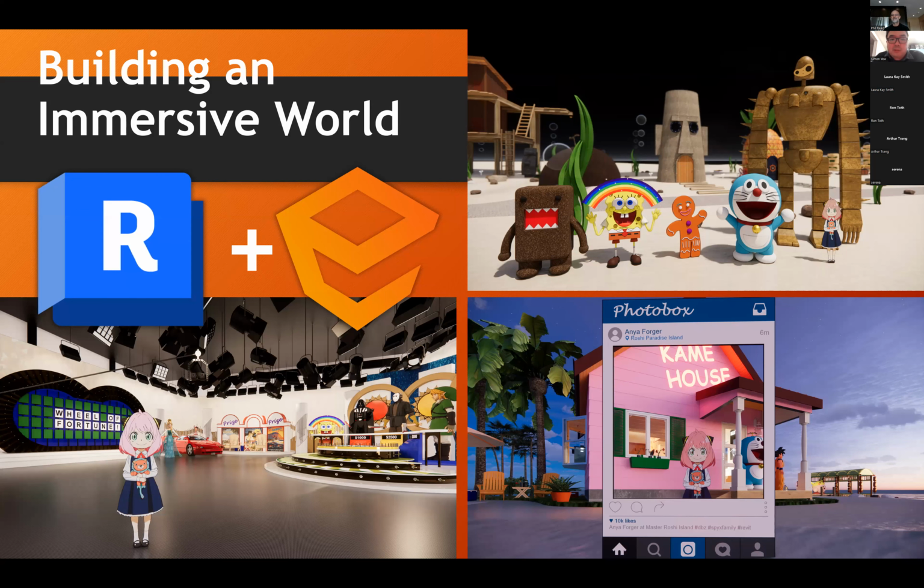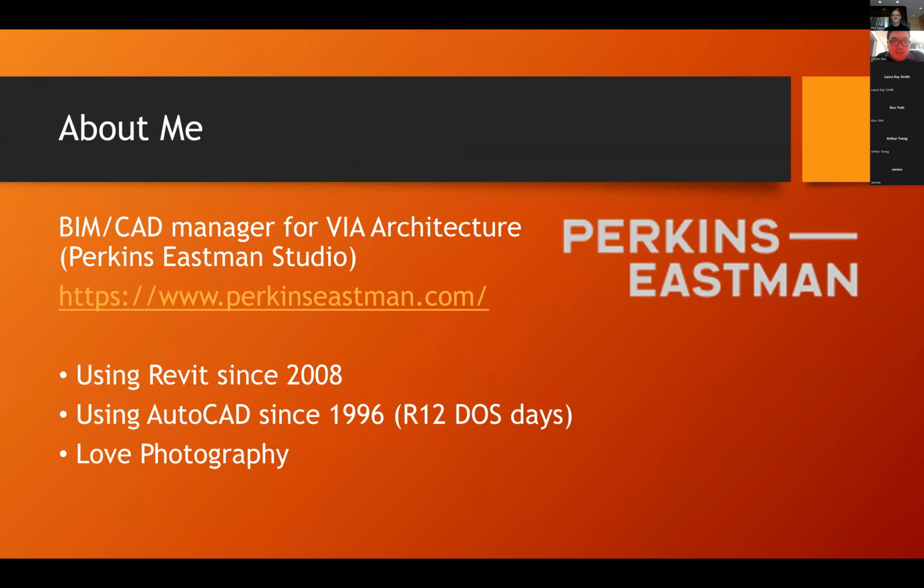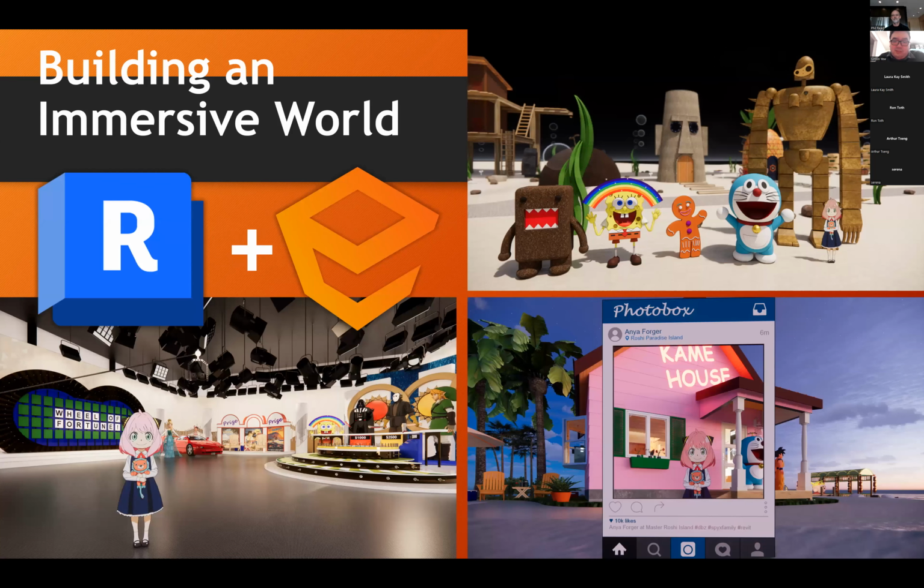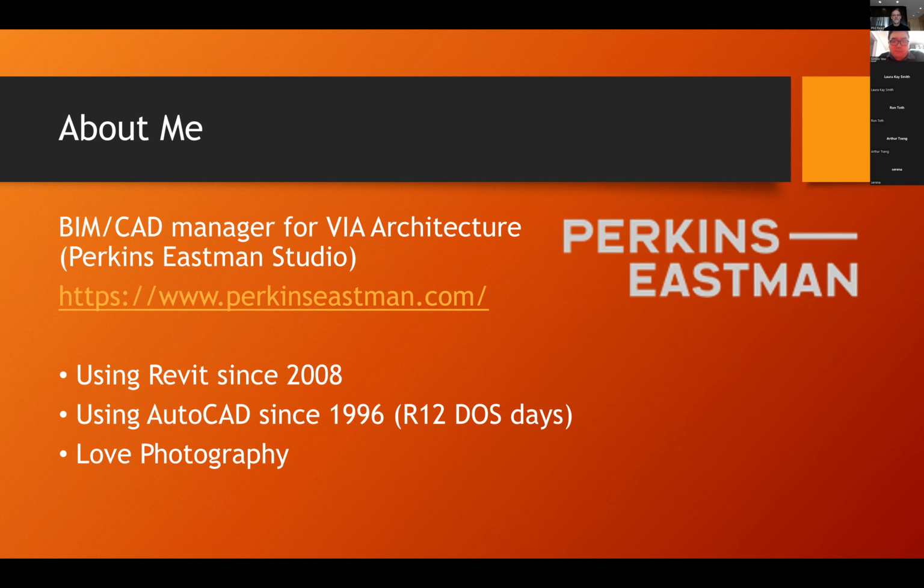My name is Simon. And today, about me. I'm a BIM manager at Via Architecture, Perkins Eastman Studio. I've been using Revit since 2008. I've been using AutoCAD since the DOS days, and I love photography. You've probably seen some of my screenshots. I love photography because I love to build something and then just take photographs out of it, like a landscape, a kind of world.